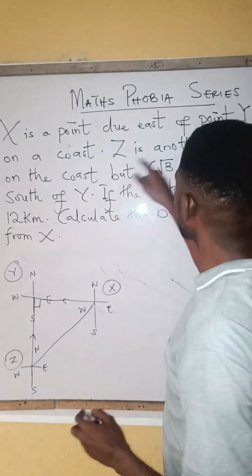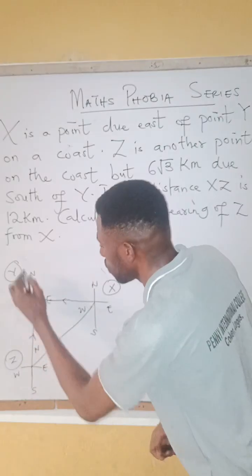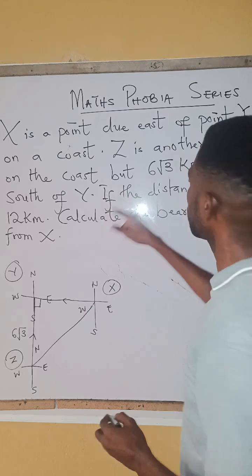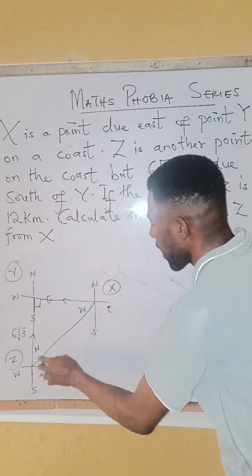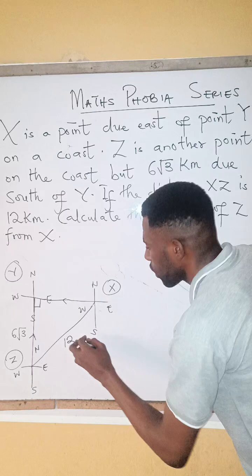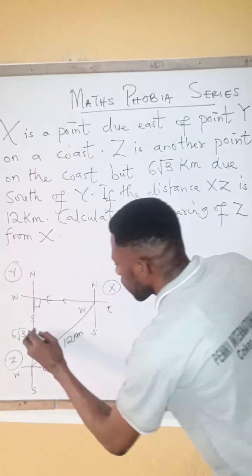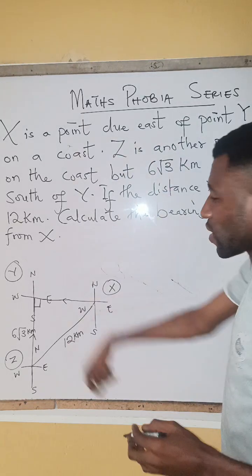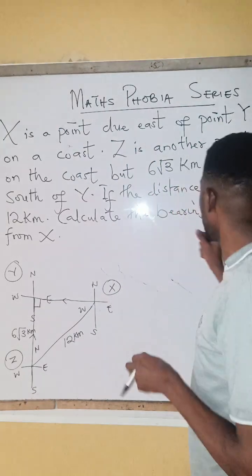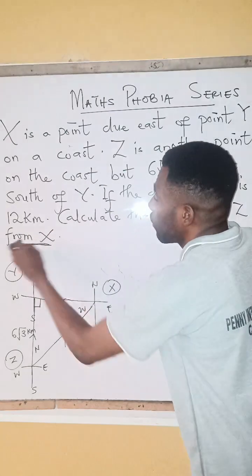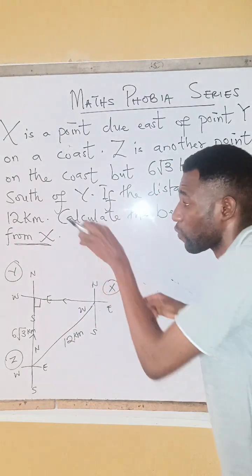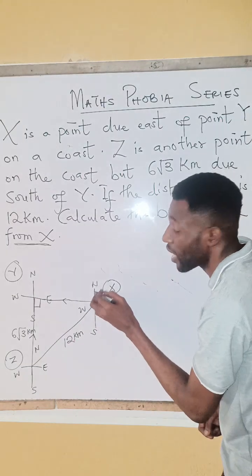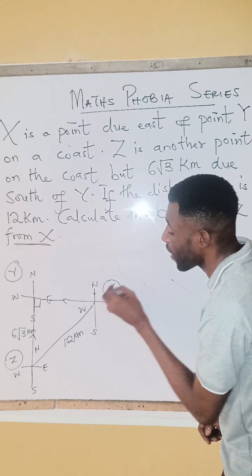Now Z is 6.3 kilometers from Y. So this is 6.3. And the distance XZ is 12 kilometers. Then we are asked to find the bearing of Z from X. Take note, from X. That means X is our reference point now. So the bearing of Z from X is the angle drawn from the northern direction of X.